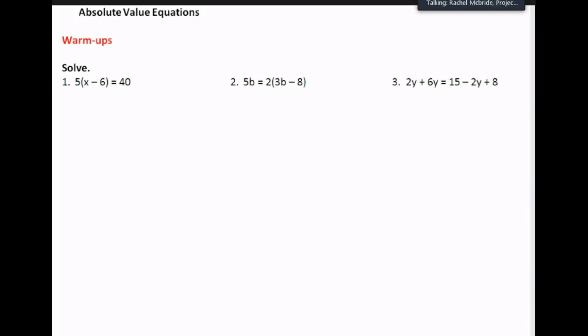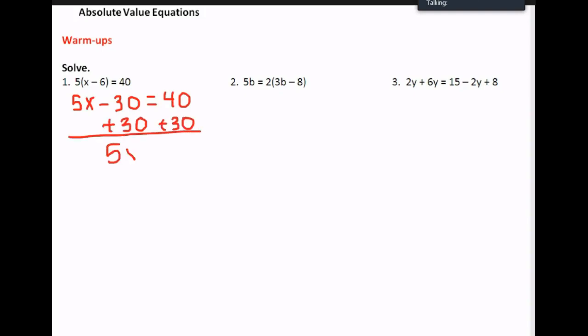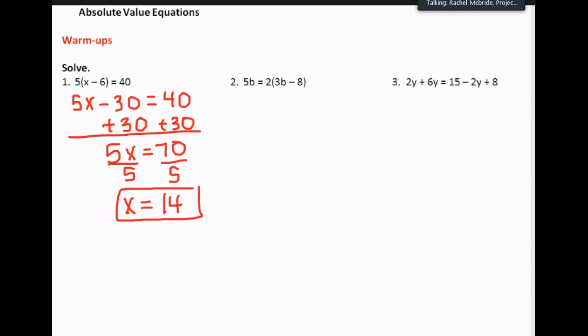In number 1, you would distribute your 5. Add your 30. Divide by 5. And you get x equals 14.